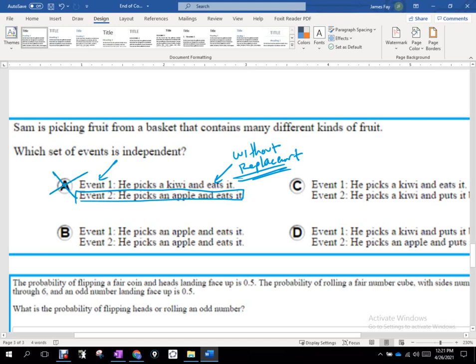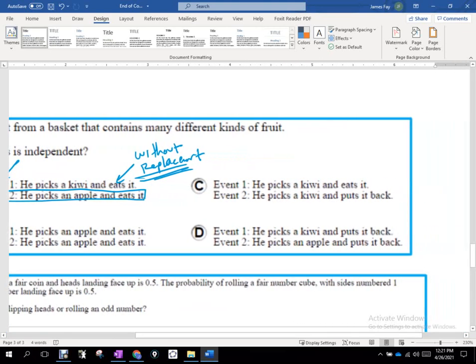Okay. B, he picks an apple and eats it. Does that impact what he does in event 2? Yeah, so those are dependent. Event 1, he picks a kiwi and eats it. That's going to impact event 2, right? Option D. Event 1, he picks a kiwi and puts it back. So then in event 2, he's pulling from the same fruit, right? Okay, so he picks an apple and puts it back. Those are now independent events. One does not impact the sample space of the other.